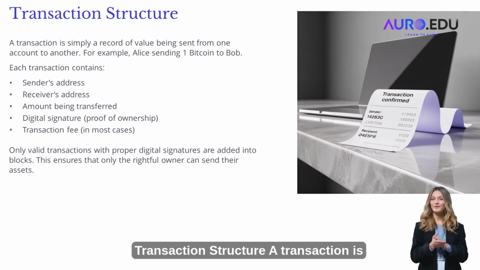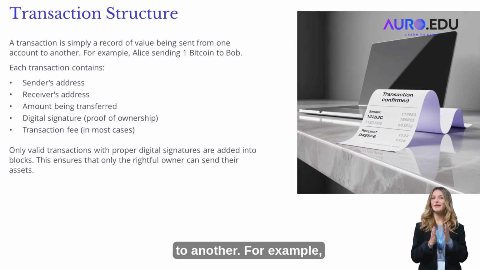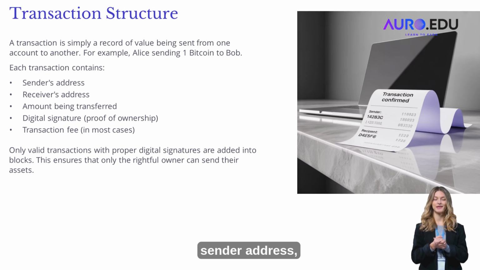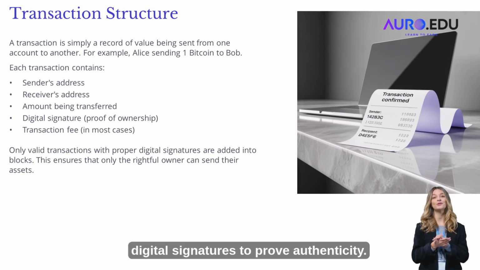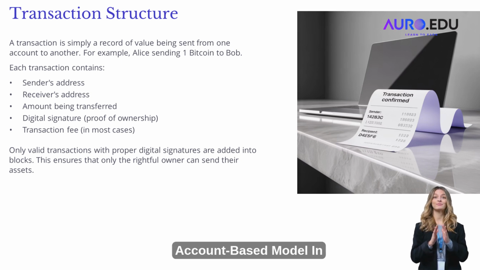Transaction structure. A transaction is simply a record of value being sent from one account to another. For example, Alice sending 1 Bitcoin to Bob. Each transaction contains details like sender address, receiver address, and amount. Transactions also have digital signatures to prove authenticity. Only valid transactions are added into blocks.